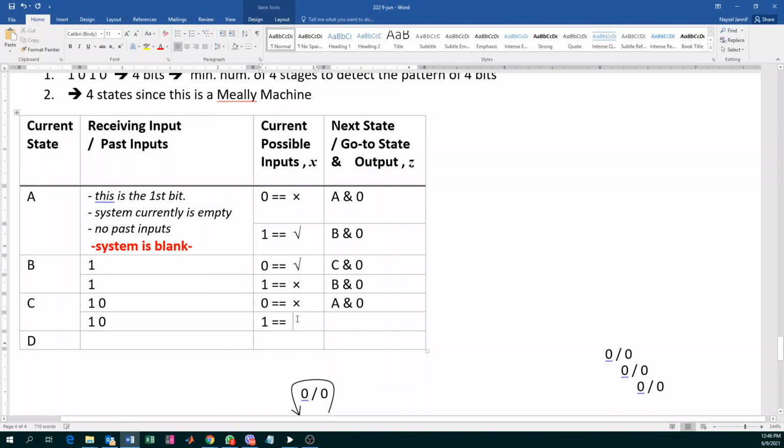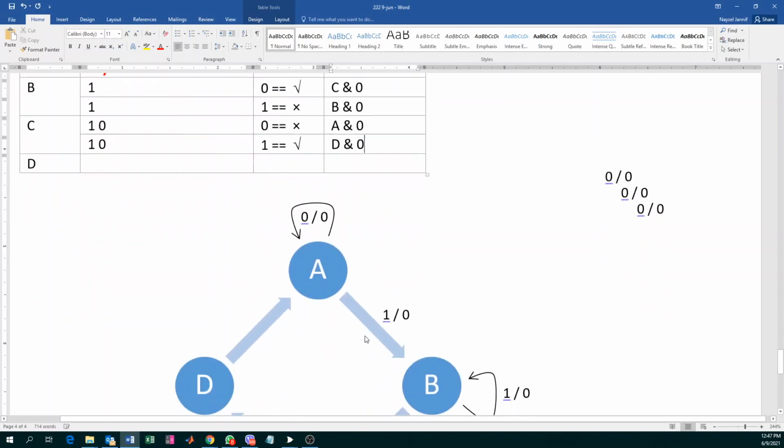And if you receive a 1, that's really good news. You move to D, and you go to 0, because you've got 1 0 1 now. Okay, let's now reflect that.